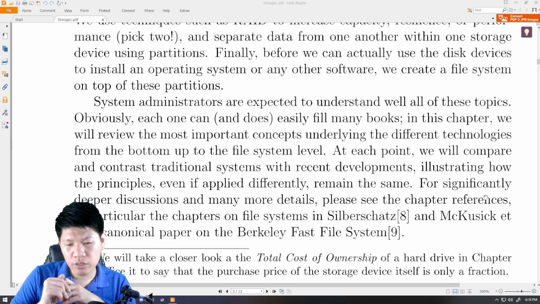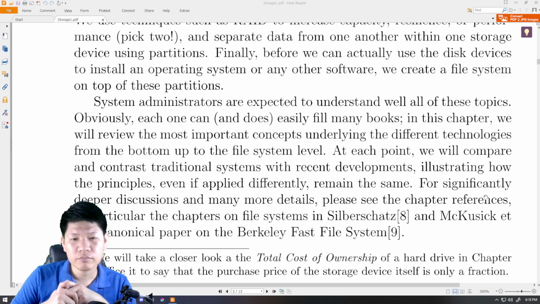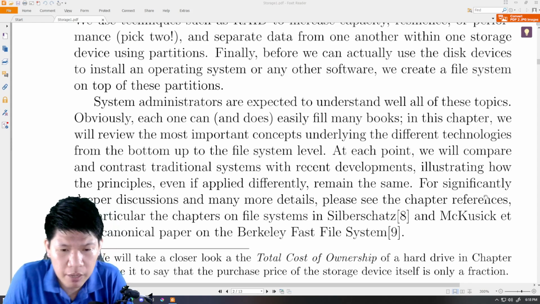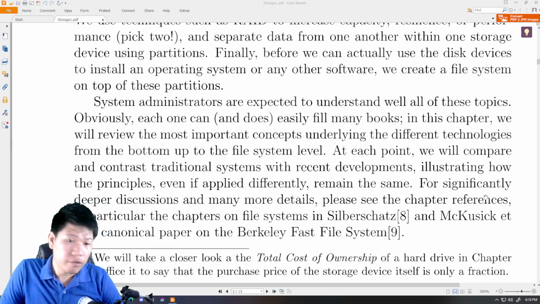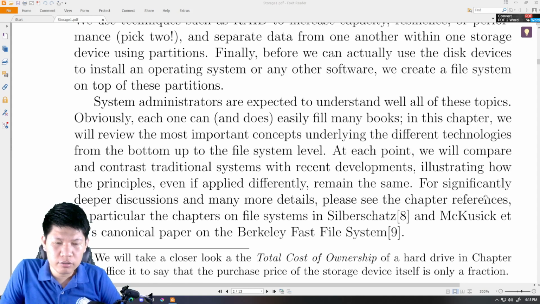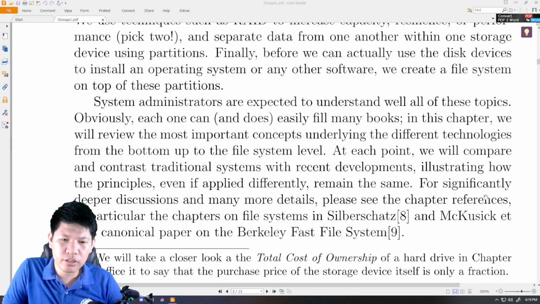Is there a better way to utilize the storage space to have a smaller file size or faster reaction time or response time based on performance for your servers? So what we're gonna do is to compare these different types of traditional systems, illustrate those principles and apply, and if applied differently, they can remain the same for significance, deeper discussion, and many more details.